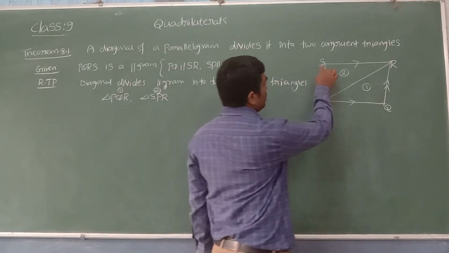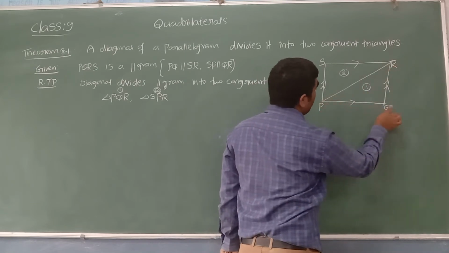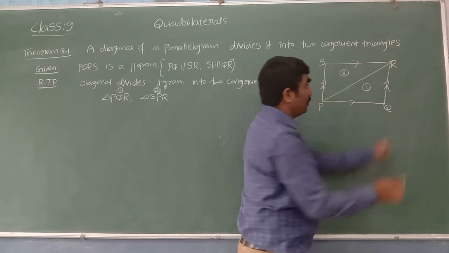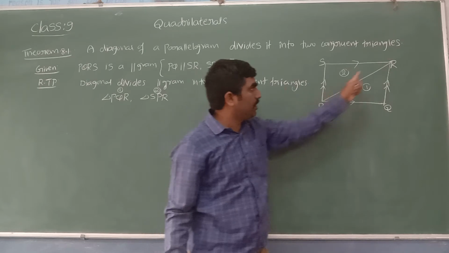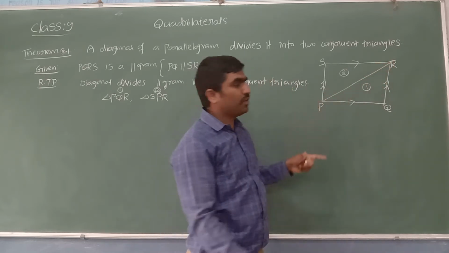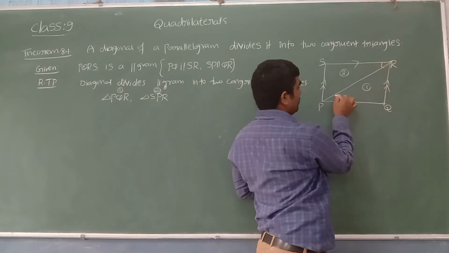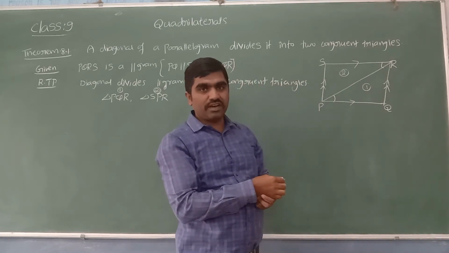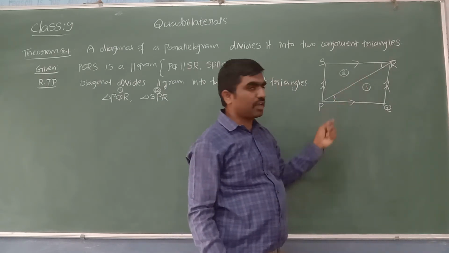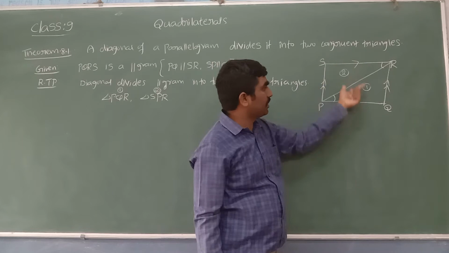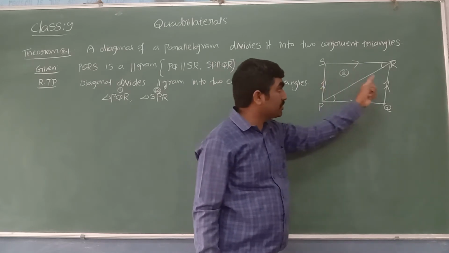See, the question says SR is parallel to PQ. When SR is parallel to PQ, RP becomes a transversal. When RP is a transversal, what can we say about these two angles? They are alternate angles, and alternate angles are equal. From this I got one pair. Now the other pair is also there.